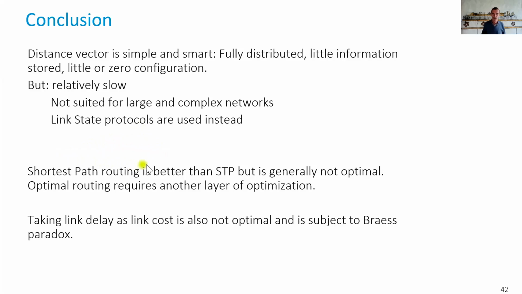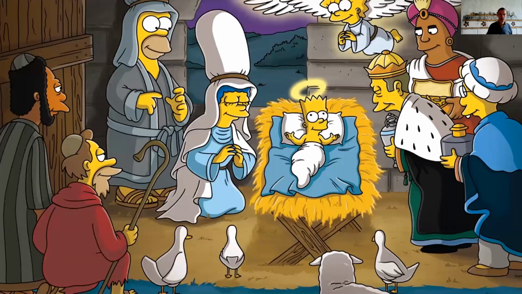We've seen that shortest path routing is better than spanning tree protocol, but is generally not optimal, and that optimal routing requires another layer of optimization. And also that link delay as link cost is not optimal, and Braess's paradox is something that we need to be aware of. Voila, that's the end of the course and of this lecture today.